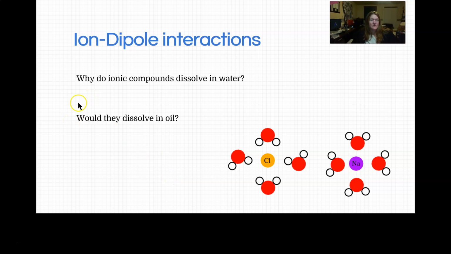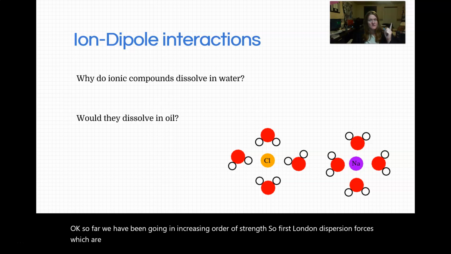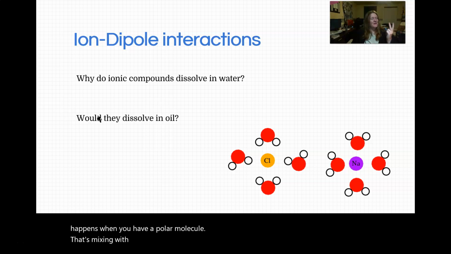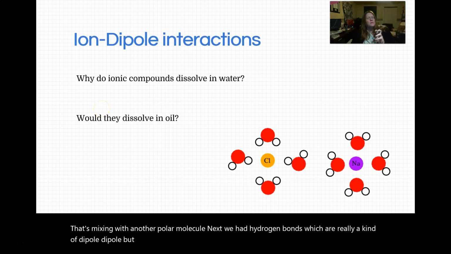Okay, so far we have been going in increasing order of strength. So first, London dispersion forces, which are also called van der Waals forces. That's the lowest. Then dipole-dipole interactions. That happens when you have a polar molecule that's mixing with another polar molecule. Next, we had hydrogen bonds, which are really a kind of dipole-dipole, but they're so important we're going to pull them apart and treat them as a separate category.